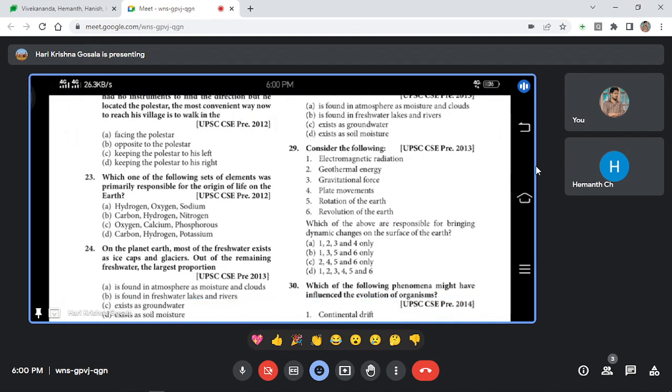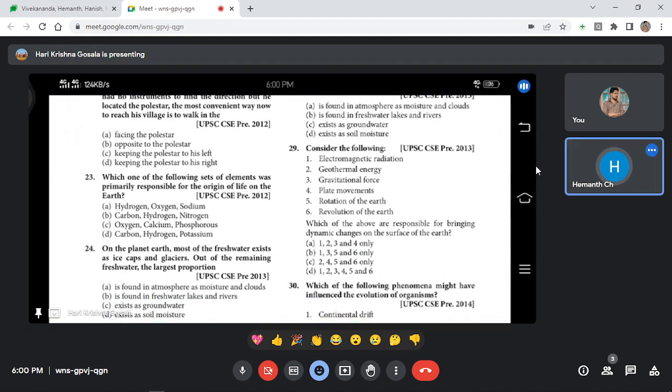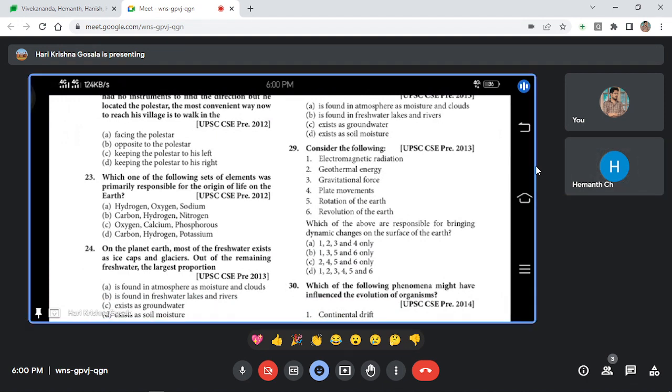Next, consider the following. Which of the above are responsible for bringing dynamic changes in the surface of the Earth? Electromagnetic radiation, geothermal energy, gravitational force, plate movements, rotation of the Earth, revolution of the Earth. All of them.